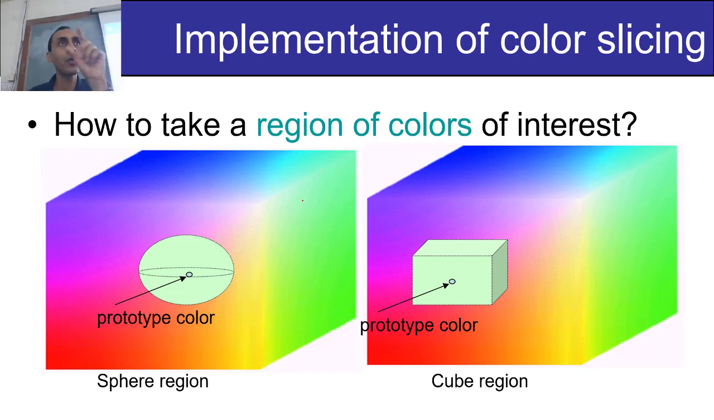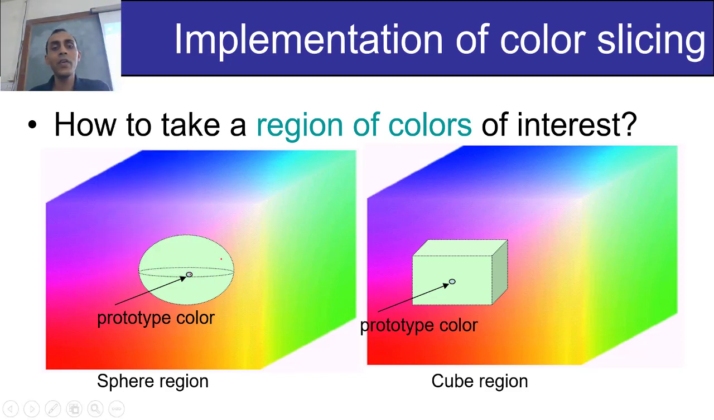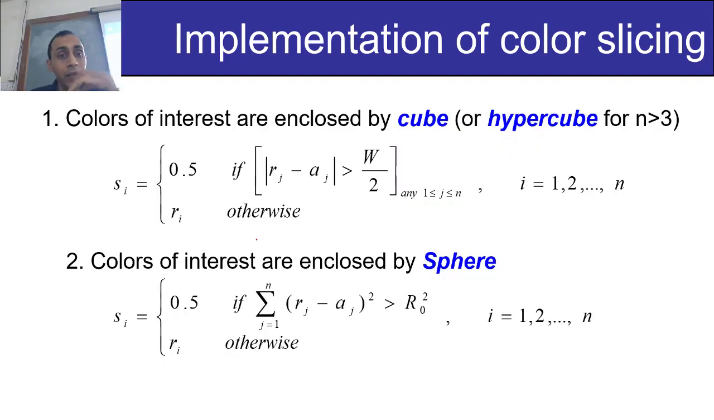You will have to select a particular region around that color. You may select a spherical region around that color. So this is the reference color, let us say. You may either select a spherical region around that color, or we can select a cube around that color. How we specify the region around that is our choice. Accordingly, our equation will change.